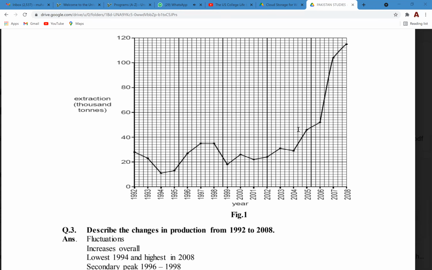Sir, it's going up and down, and it was highest in 2007. No, it was highest in 2008. Yeah, so the general trend is that it's increasing. The production is slowly increasing. Exactly. These fluctuations are basically the specific changes in the trend, but generally the overall trend is a gradual increase from 1992 to 2008.